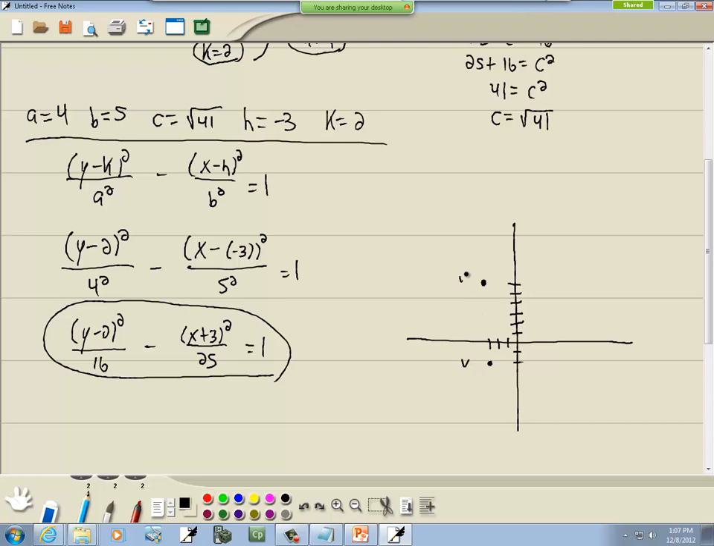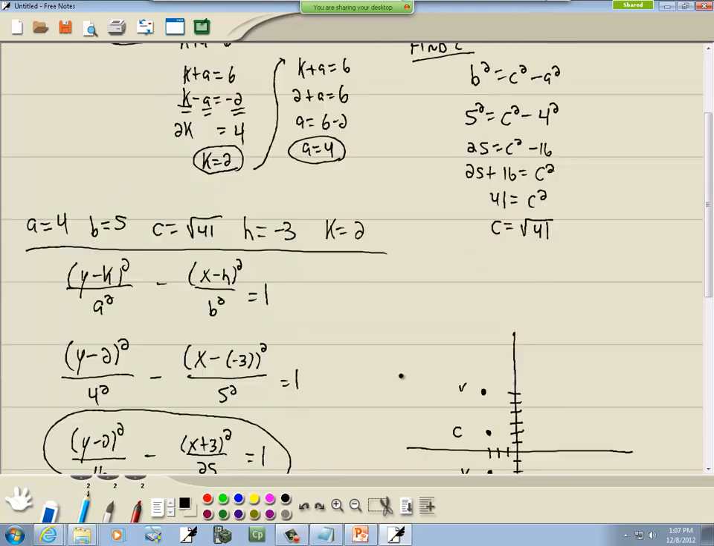So our vertex, our center is halfway in between those. So, what did I say? 6? 1, 2, 3, 4, 5, 6, 7, 8. 1, 2, 3, 4. Right here would be our center. Our asymptote is going to pass through that. Obviously, our graph is going to open up and open down, like that.